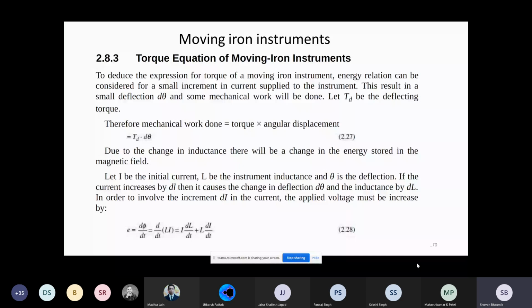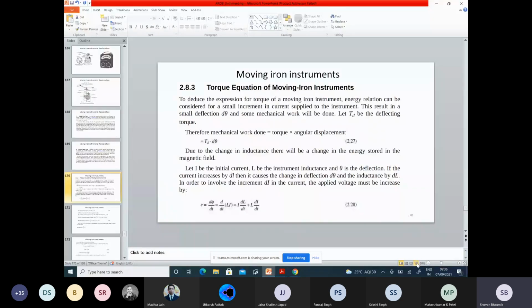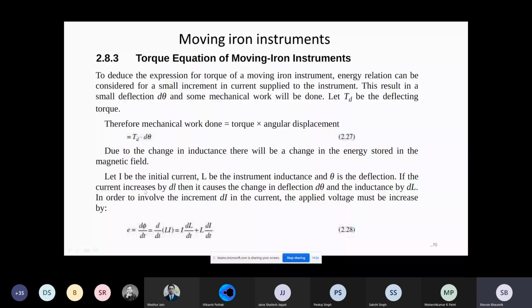You should remember that there are two vanes. One vane is moving, and with the different types of instruments and positions, the air gap is changing. So L is also not fixed. We can write e equals d phi by dt, and phi is Li, so d by dt of Li, which is i dL/dt plus L di/dt, and the electrical energy supplied is e i dt.